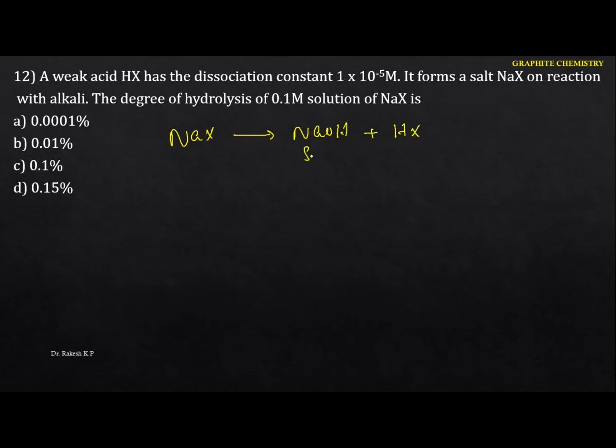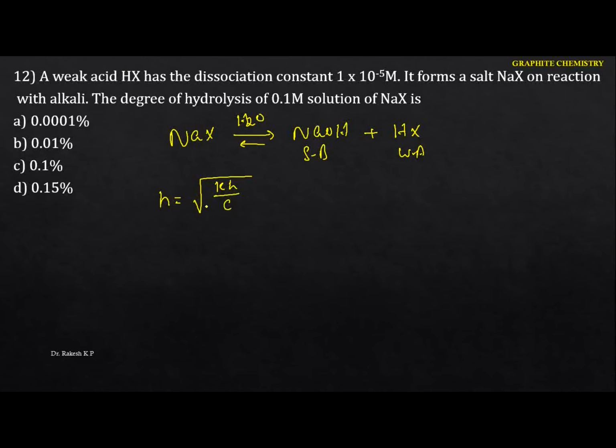Here we have the strong base, and here we have the weak acid. If you do the hydrolysis, let me write it in this form here. Now you have to identify the degree of hydrolysis. We know that the degree of hydrolysis equation is equal to the square root of KH divided by C. This one you have to remember.